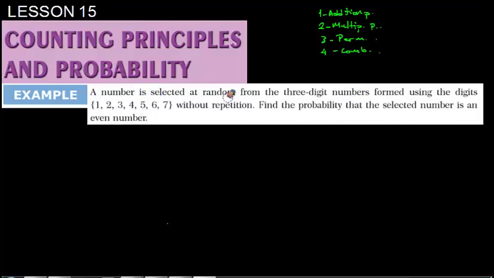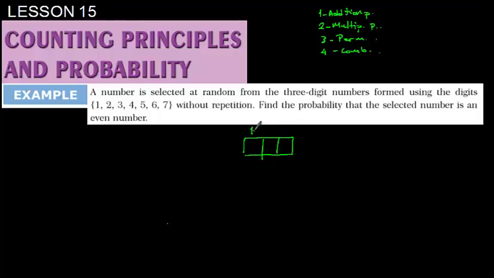Okay, a number is selected at random from the 3-digit numbers formed using the digits 1, 2, 3, 4, 5, 6, 7 without repetition. If you remember, we were solving this kind of question, without repetition, with the multiplication principle. And if you remember, we were writing boxes for them. This is the first digit, this is the second digit, and this is the third digit. Find the probability that the selected number is an even number.